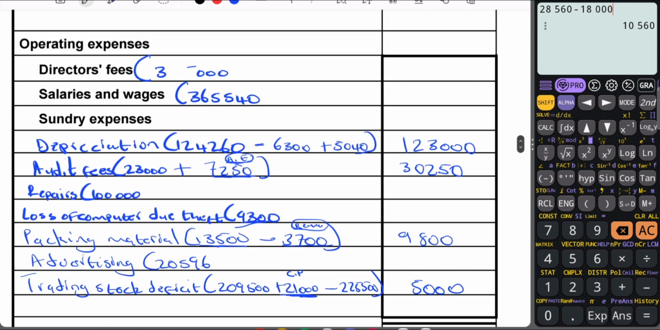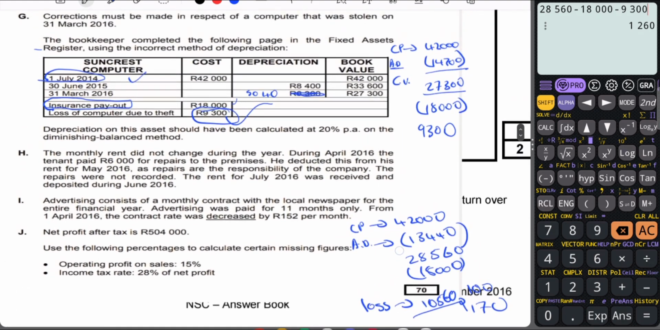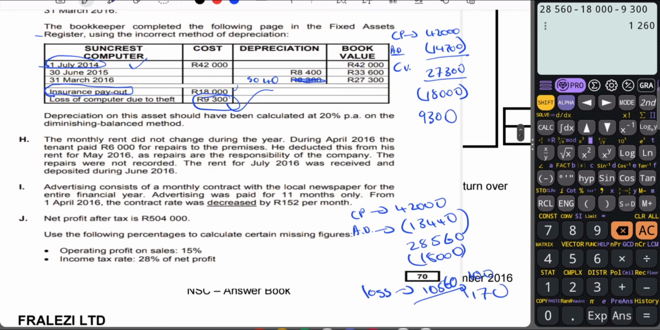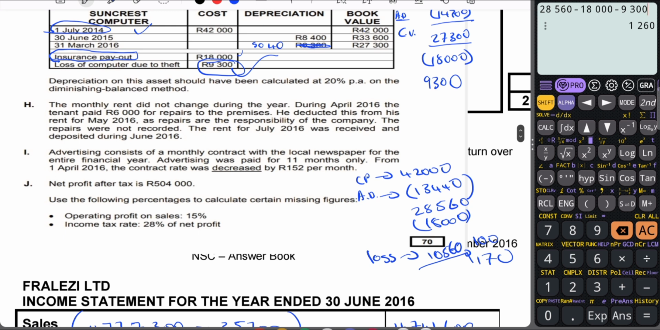Loss of computer due to death, it was supposed to be 10,560. Then you come here, you just add now 1,260. The loss was supposed to be this amount. This one is the correct one now. Let's continue with our information. Now we are on information number H. We are almost done. Just bear with me.